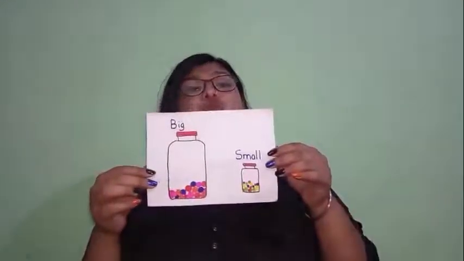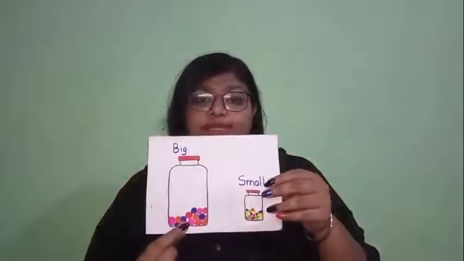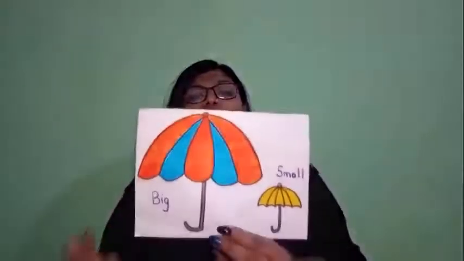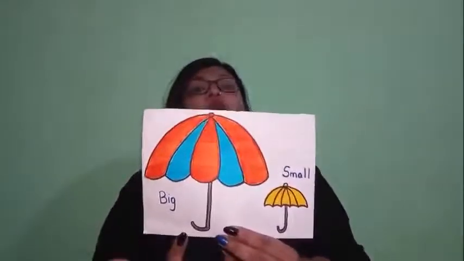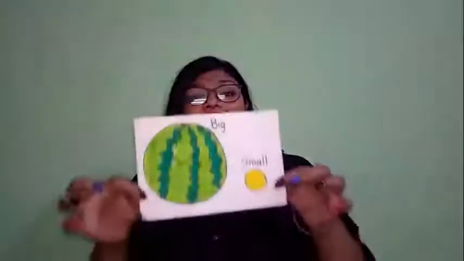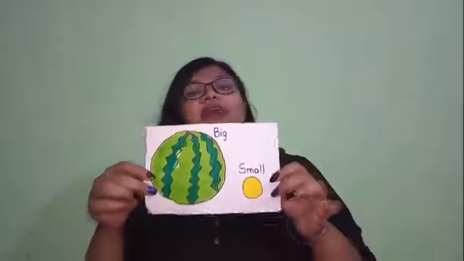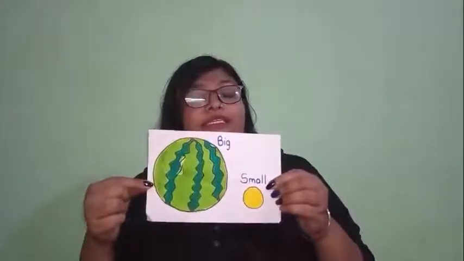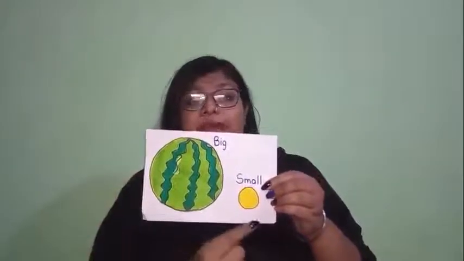Here we are having two jars. First jar is big in size and the second jar is small in size. Now kids, here I am having two umbrellas. First umbrella is big in size and the other umbrella is small in size. What is this? Watermelon and lemon. You can see again, watermelon is big in size. Lemon is small in size.